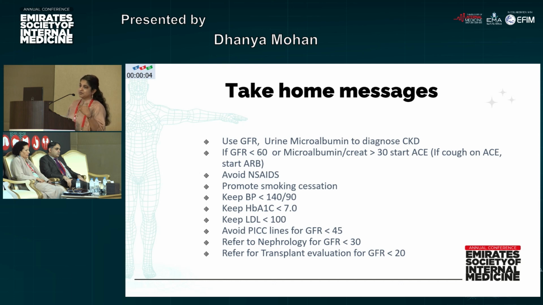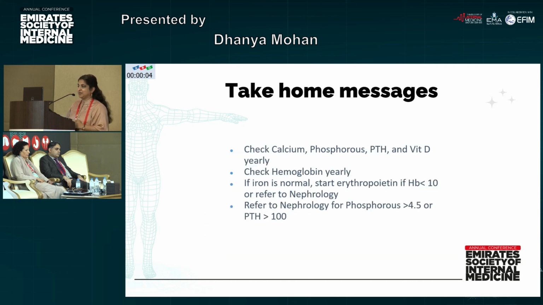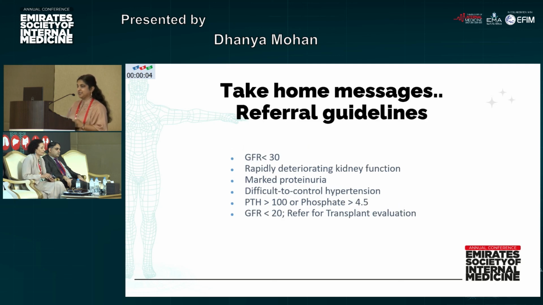And nephrologist referral: patients should be referred when the GFR is less than 30, and transplantation should be considered and prepared for when the GFR is less than 20. And we check calcium, phosphate, PTH, and vitamin D yearly. Hemoglobin should be monitored regularly to correct iron deficiency before erythropoietin initiation, and to refer to nephrology when the phosphate is not controlled with regular measures, more than 4.5, or there are features of persistent hyperparathyroidism.